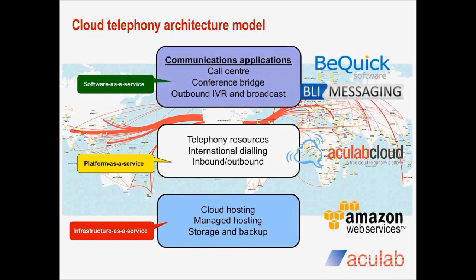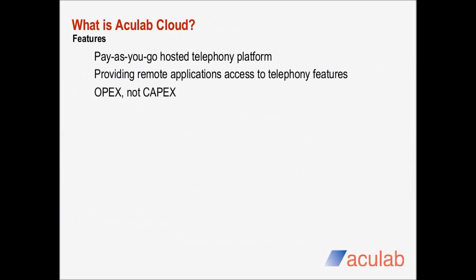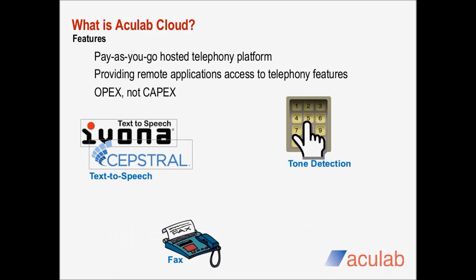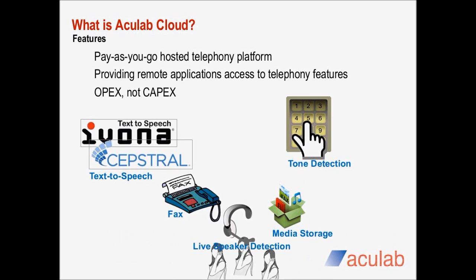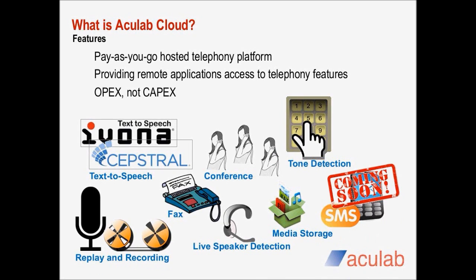So to summarize what Aculab Cloud is, it's a pay-as-you-go hosted platform where you can build various applications, for example IVRs, conference bridges, and so on. Again, it's pay-as-you-go, so it's not CapEx. It's an OpEx model, and you pay per minute for what you use when you need it. The features that Aculab Cloud supports include text-to-speech, fax, live speaker detection, also known as answering machine detection, replay and recording, and we also have SMS coming very, very soon.